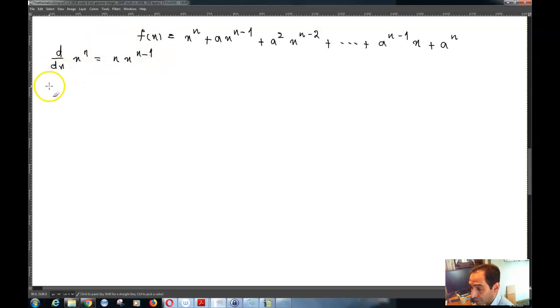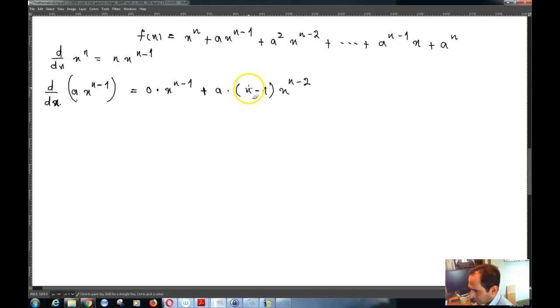Now if you have d by dx of a times x raised to the power n minus 1, that is equal to basically, we said the derivative of the first function, which is 0, it's a constant function, 0 times x raised to the power n minus 1 plus the first function a times the derivative of the second function, which is n minus 1 times x raised to the power n minus 2, which is equal to a times n minus 1 times x raised to the power n minus 2.